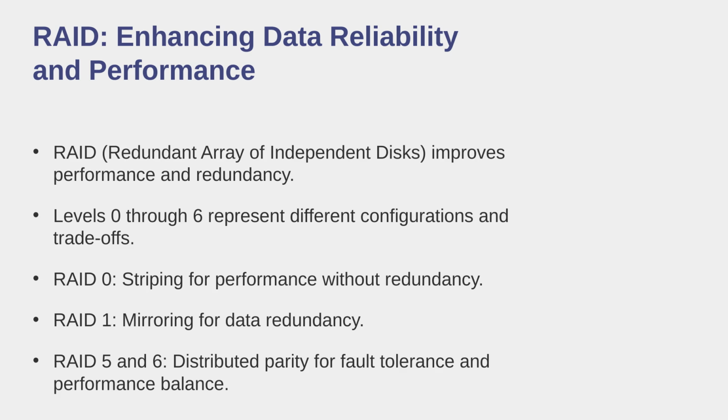More advanced configurations like RAID 5 and RAID 6 utilize distributed parity, allowing for fault tolerance while also maintaining performance. RAID 5 requires a minimum of 3 disks and can tolerate a single disk failure, while RAID 6 can handle 2 simultaneous disk failures, making it a robust choice for critical data storage. The implementation of RAID highlights the balance between performance and data integrity. As we think about future developments in storage technology, how do you envision RAID evolving in response to the growing need for large-scale, reliable data storage?